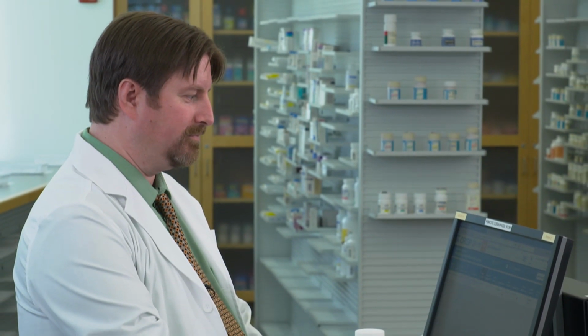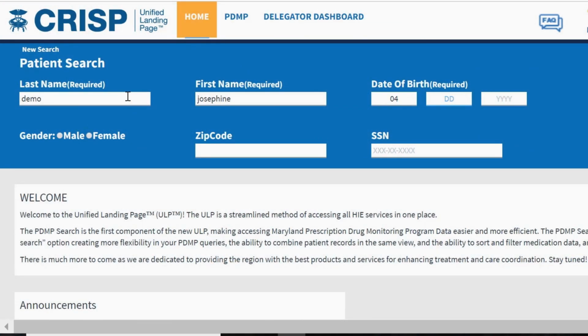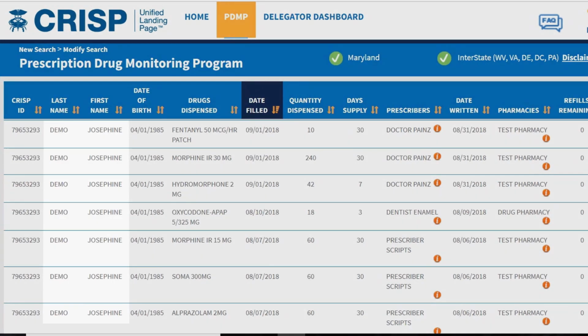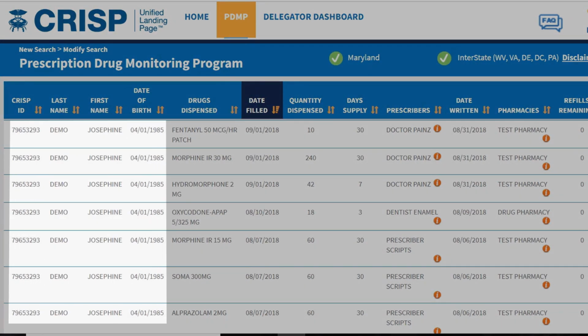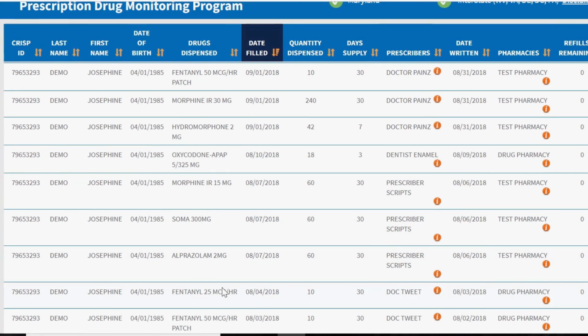Based on the amount prescribed, I determine that I want to check the PDMP. I'll type Josephine's information and birth date into the computer, and we see that only one patient fits our information. When we review her medication history, we find that this patient is receiving a lot of different medications for pain. We see a long-acting patch, as well as immediate-acting morphine, hydromorphone, immediate-release oxycodone, Soma, and alprazolam.